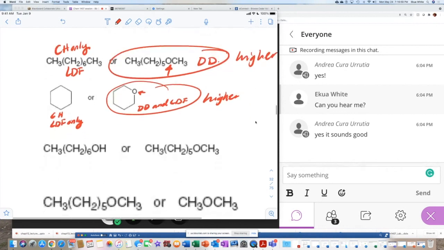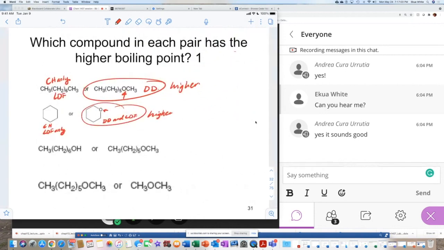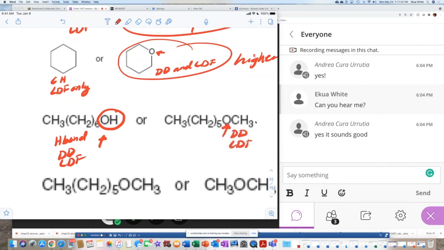Okay, now things get interesting. We're talking about boiling point, not solubility here, right? Boiling point. So this one here now has OH. Well, if it has OH, it has hydrogen bonding. It has dipole-dipole, it has LDF. On the other hand, over here, because it has a heteroatom, it has dipole-dipole, LDF. So now this one has a higher boiling point.